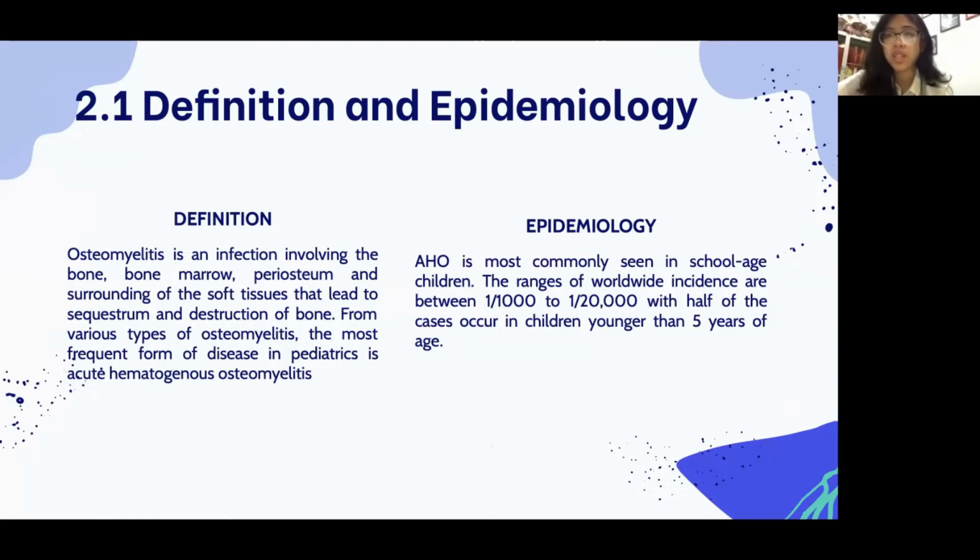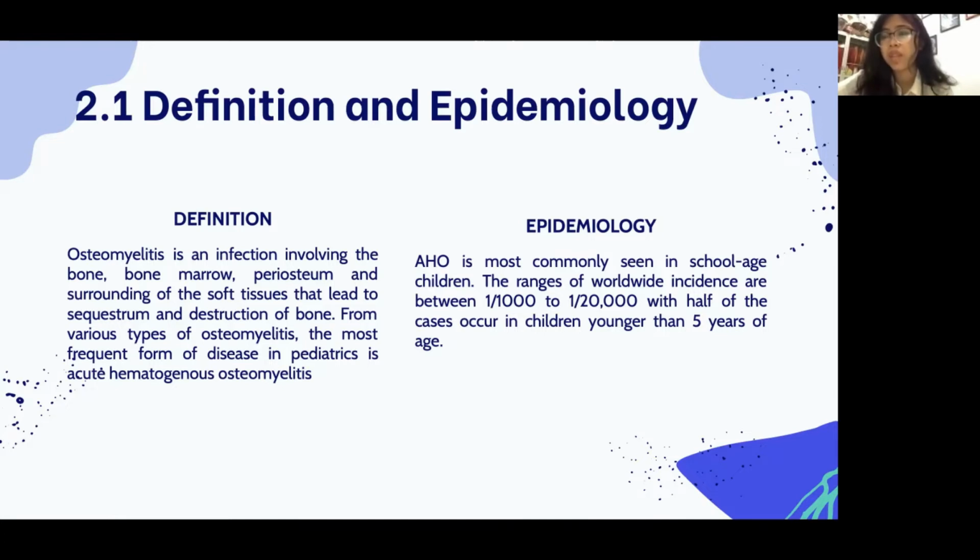For the definition, osteomyelitis is an infection involving the bone marrow, periosteum, and also the surrounding soft tissue that leads to sclerosing and destruction of the bone. From various types of osteomyelitis, the most frequent form of the disease in pediatrics is acute hematogenous osteomyelitis.